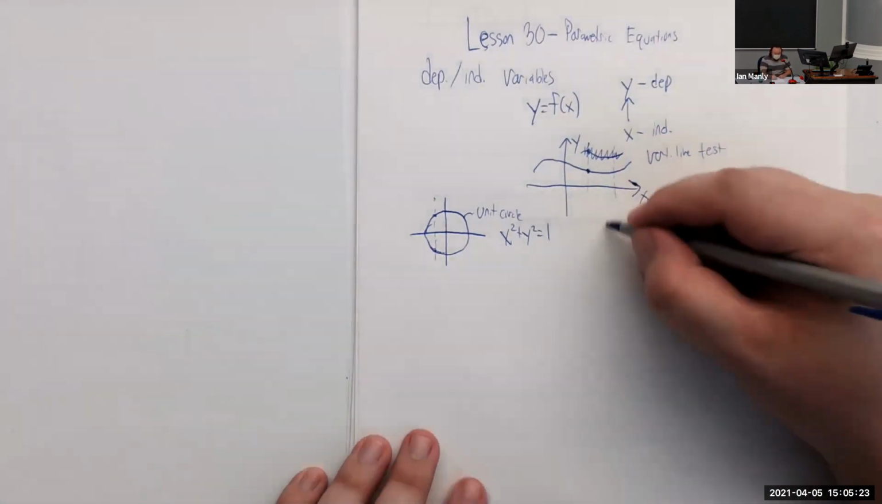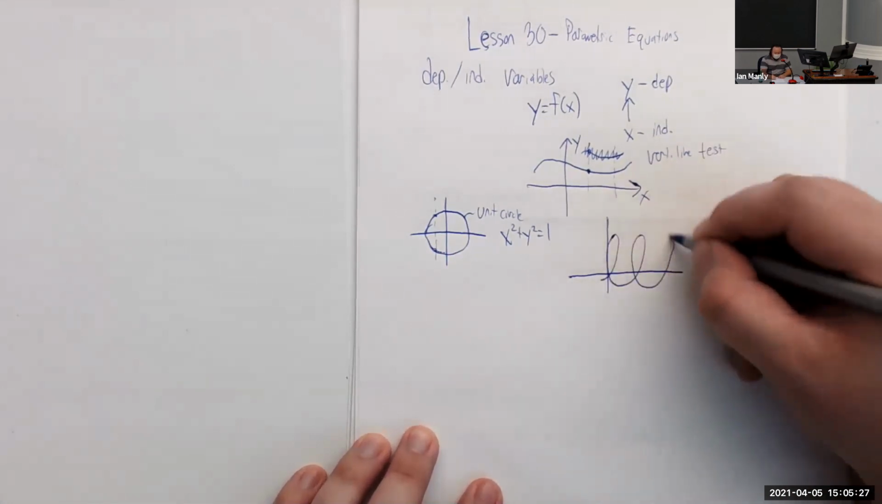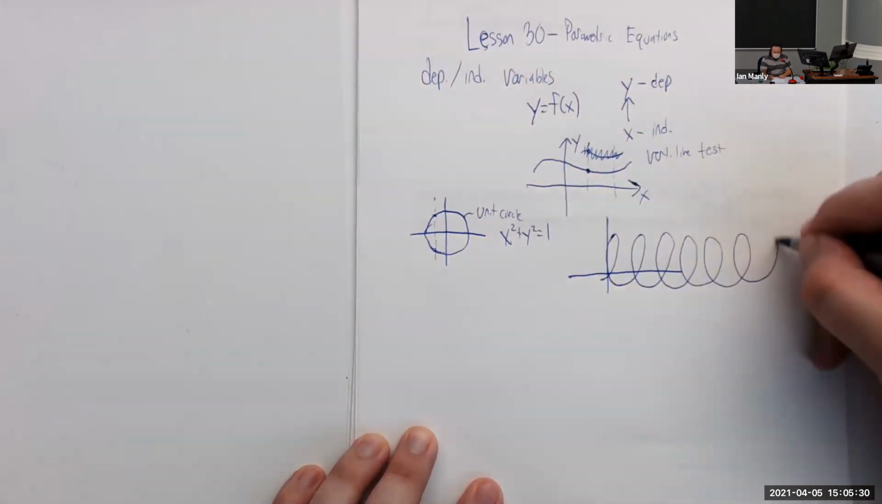But what happens if we end up getting weird looking things? Like, what if we get something that looks like an old-fashioned phone cord right here?